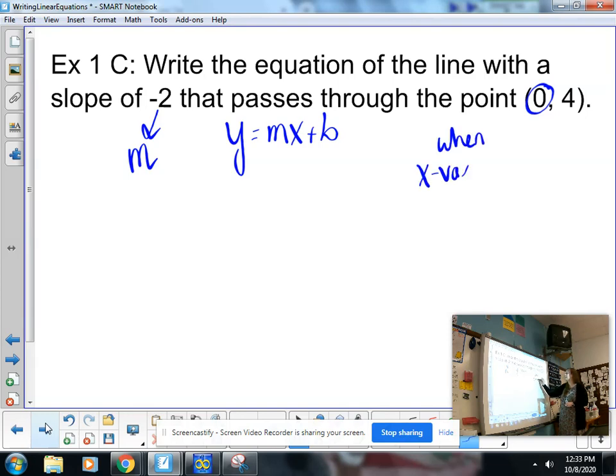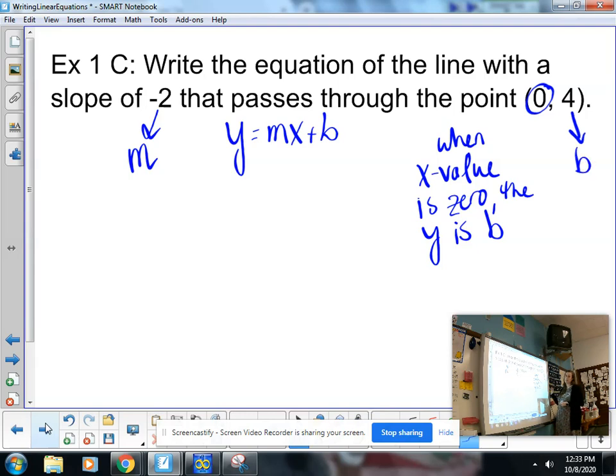When the x value of a point is 0, the y is your b. That means that this 4 is my letter b, because all y-intercepts have an x value of 0. If we were to graph this, it would be on the y-axis, which is how we define a y-intercept. So with an m of -2 and a b of 4, my equation is y equals -2x plus 4.